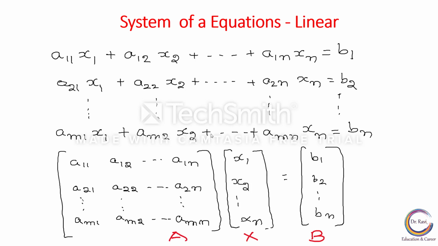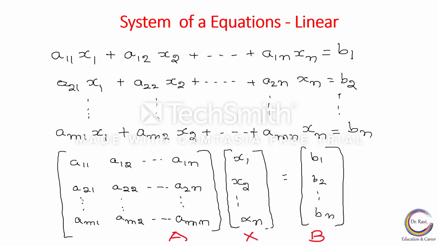Now the system of equations. The system of equations is nothing but a combination of linear equations. If we observe here, the first one is a linear equation, the second one is another linear equation, and so on. So we have a combination of many linear equations, that is a system of equations.